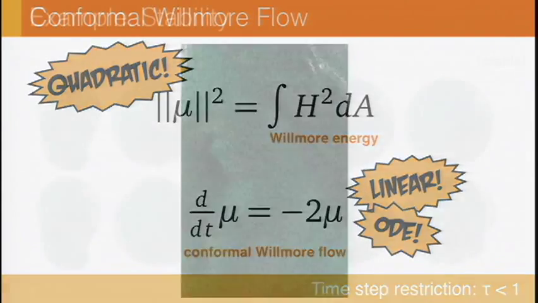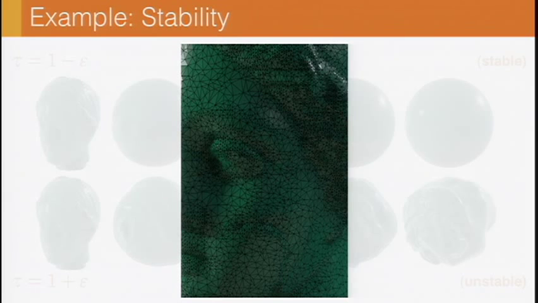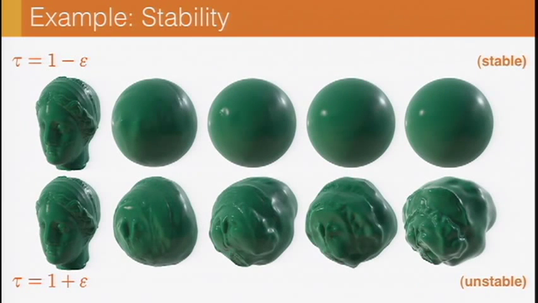So even if we have a really sort of terrible mesh like this one with lots of tiny sliver triangles, what we see is setting the time step just below 1 produces something stable, like in this top row. The surface rapidly flows to this round sphere. Whereas if we put the time step just above 1, things start to oscillate unstably, as you'd expect from forward Euler.